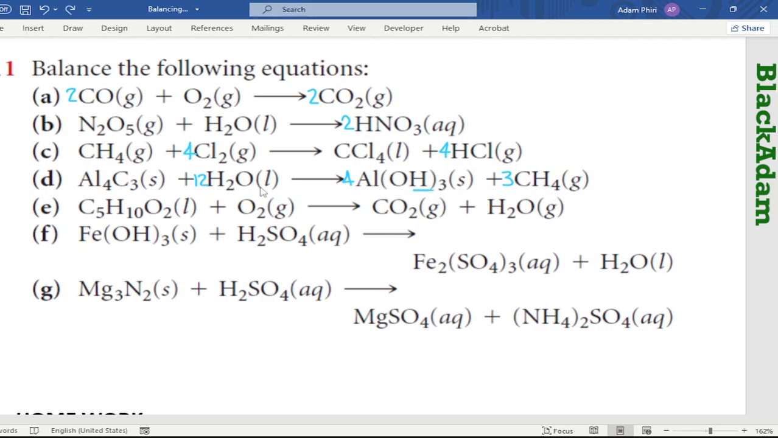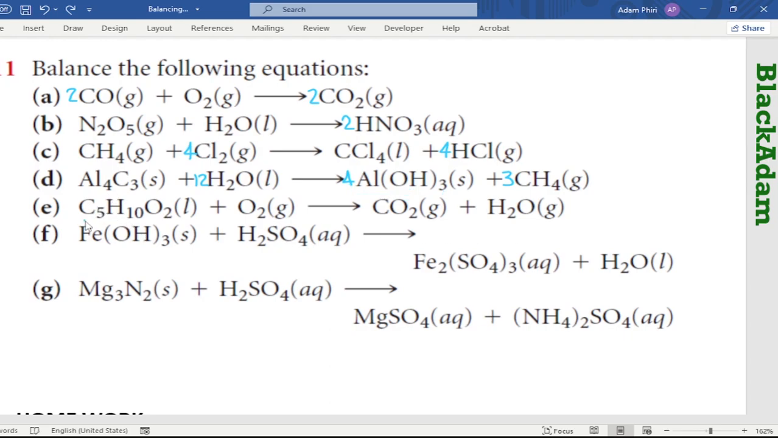And then going back, we have to check on oxygen, so we have 12 there, and then oxygen there, 4 times 3 is 12. So every oxygen is balanced. So when we balance others, then other elements change in quantity.